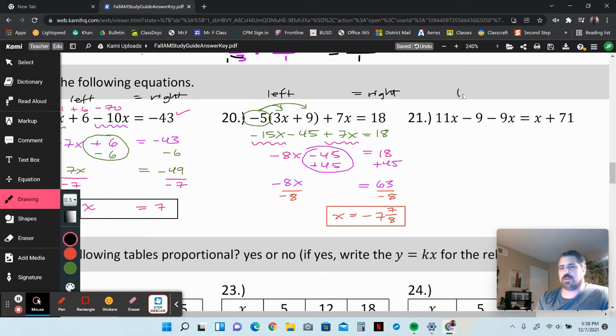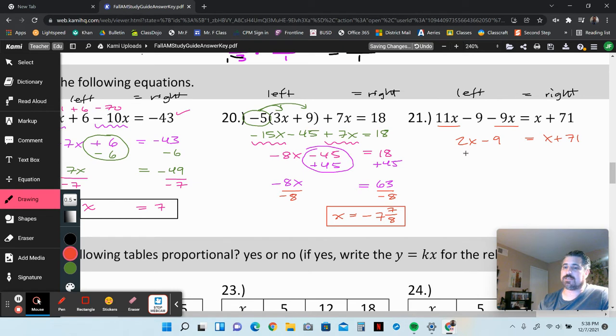There we go. So the value on the left should be equal to the value on the right. I'm going to simplify the left, simplify the right, then compare. On the left-hand side, I notice that I can do 11x minus 9x, which is 2x. This is 2x minus 9. And then here, x plus 71 is just going to stay the same.